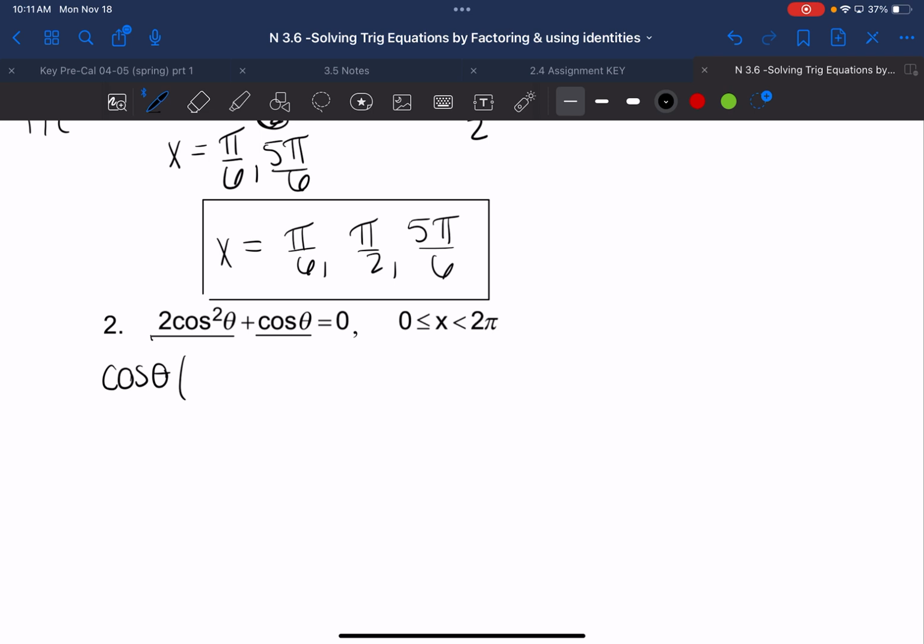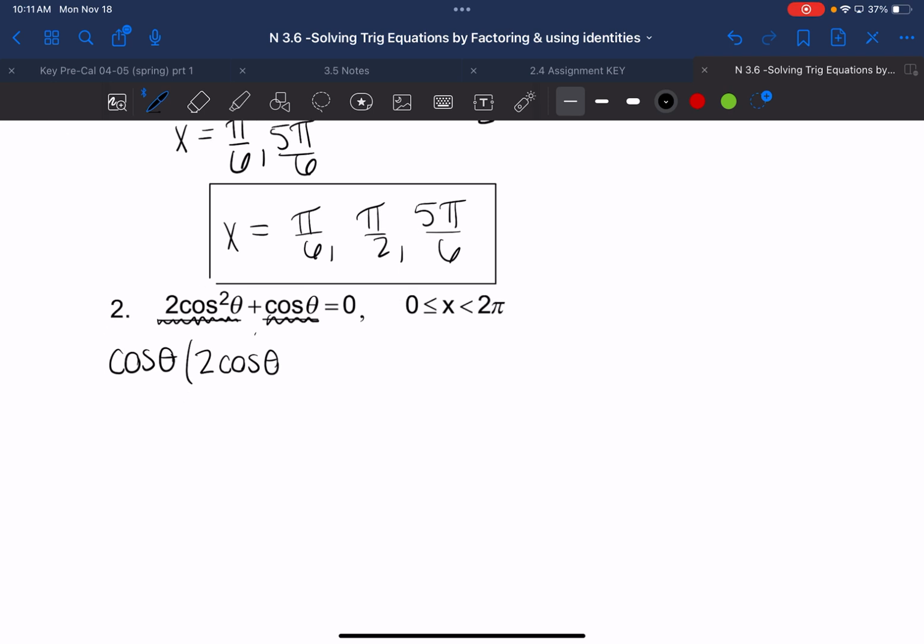So if I take cosine of theta out of 2 cosine squared of theta, what's left? 2 cosine. All right, and if I take cosine out of cosine, what's left? 1. So plus 1. All right. So now it's kind of like before. I have 2 pieces, 2 factors. So all I have to do to solve a factor is take it and set it equal to 0. So I'm going to set cosine of theta equal to 0. And I'm going to set 2 cosine of theta plus 1 equal to 0.